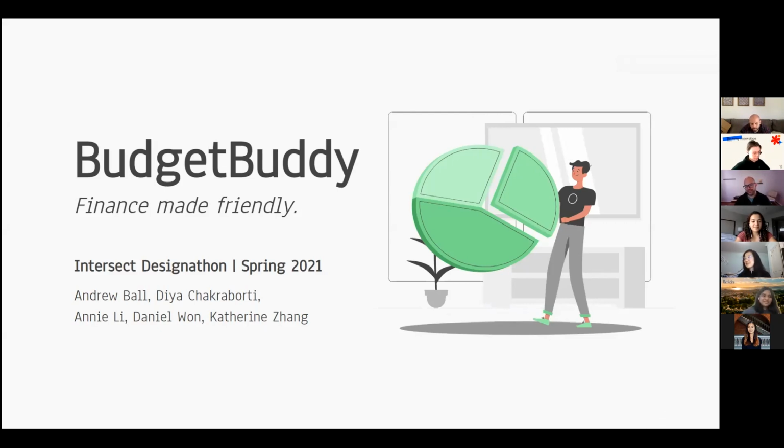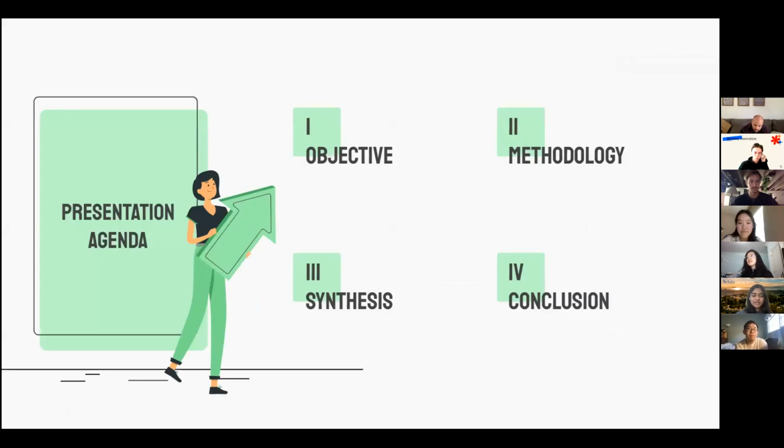Thanks, Annie. So, hey everyone, we are Budget Buddy, Finance Made Friendly. My name is Dia. I'm Annie. I'm Drew. I'm Daniel. And I'm Catherine. So here's our agenda for today. We'll be covering our objectives, methodology, synthesis, and conclusion. So let's dive right into it.